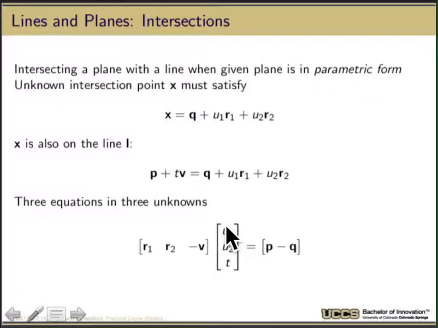So if we're intersecting a plane and a line when the plane is given in parametric form, we have to satisfy the parametric form. Our plane, remember, was Q plus a constant U1 times R1 plus a constant U2 times R2. We also know that X is going to be on the line, so we can stick that back in, which lets us say that P plus T times V is equal to Q plus U1 R1 plus U2 R2, where R1 and R2 are the two vectors that define the plane parametrically. This gives us three equations and three unknowns. We can just solve that algebraically and get a different solution. Alternatively, you can take the parametric form, convert it into implicit form, and then solve it in that form as well.